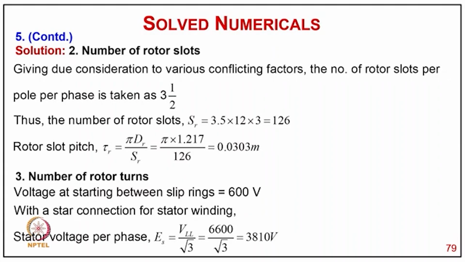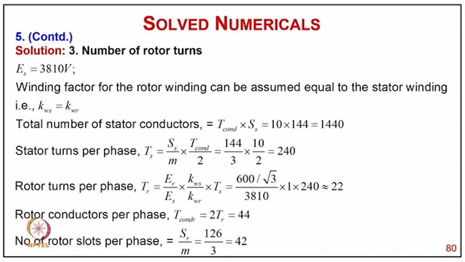And number of rotor turns comes from voltage at starting between slip rings, 600 volt. So with the star connection of stator winding, the stator voltage per phase is V L upon root 3. So it comes 6600 by root 3, so 3810. So now considering E S equal to 3810, winding factor for the rotor winding can be assumed equal to the stator winding, K W S equals K W R, and total number of stator conductors is T conductor into S S, that's 10 into 144, so 1440, and the stator turns per phase is T S equals S S upon M into T conductor by 2, so it comes 240.